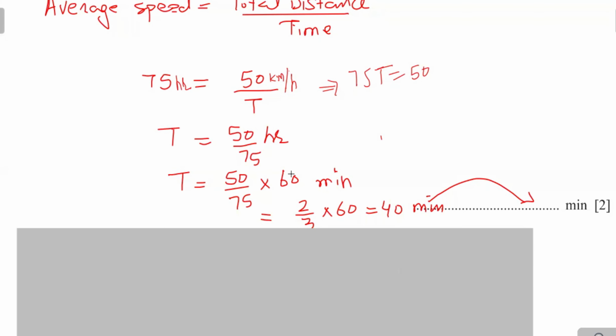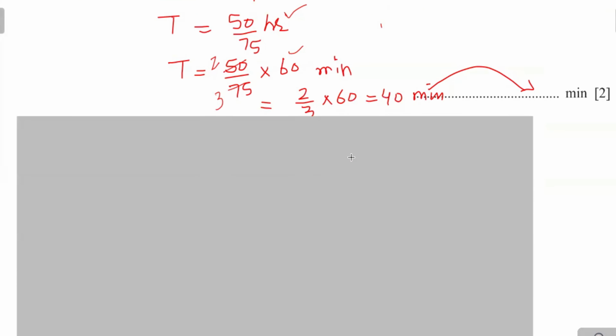To convert the R into minutes, we multiply this value by 60. We get the value in R converted into minutes. Look here, 50 over 75 multiplied by 60, and this value is converted into minutes, and we simplify this fraction. 25 times 2 is 50, 25 times 3 is 75. Now we get 2 over 3 multiplied by 60. The final value becomes 40 minutes. This is the answer. Now we move to the next question.